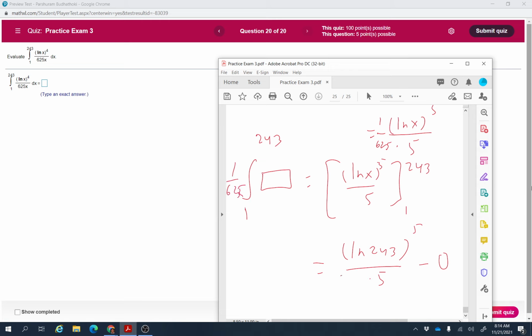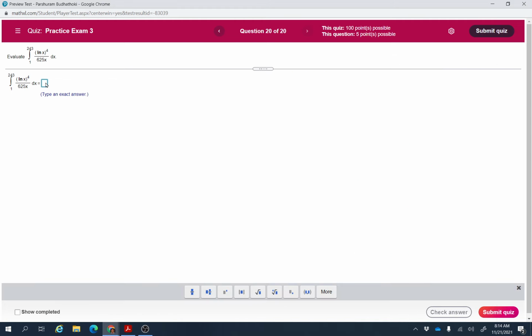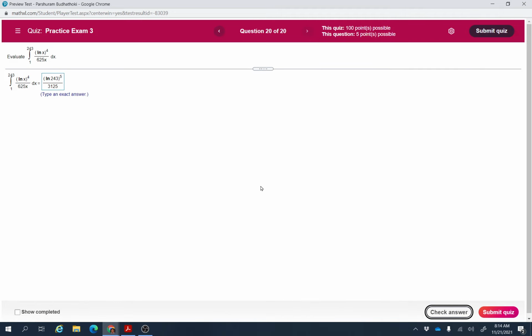So eventually multiply this by 625, and that will be 3125. So the answer would be (ln 243) to the power 5 divided by 3125, which is 5 times 625. Okay, so that's our practice exam 3.